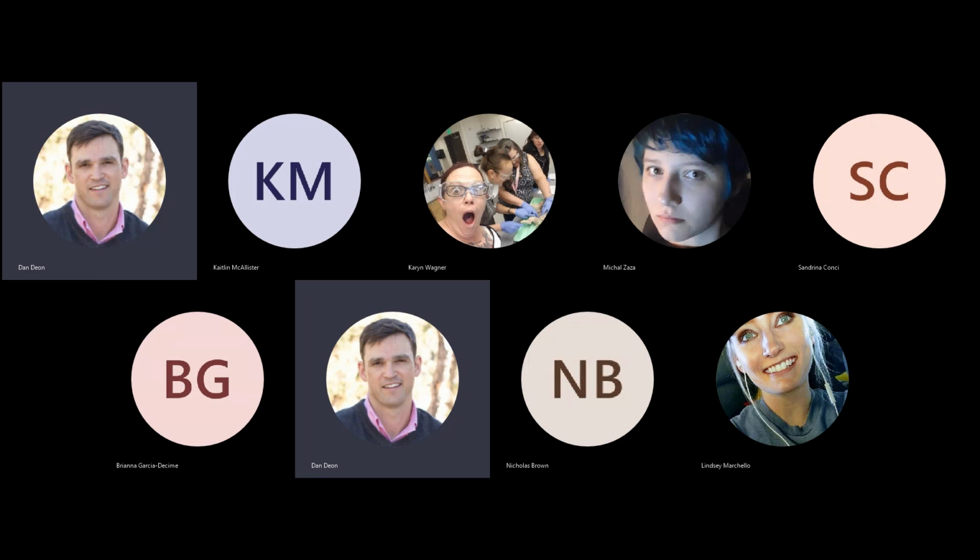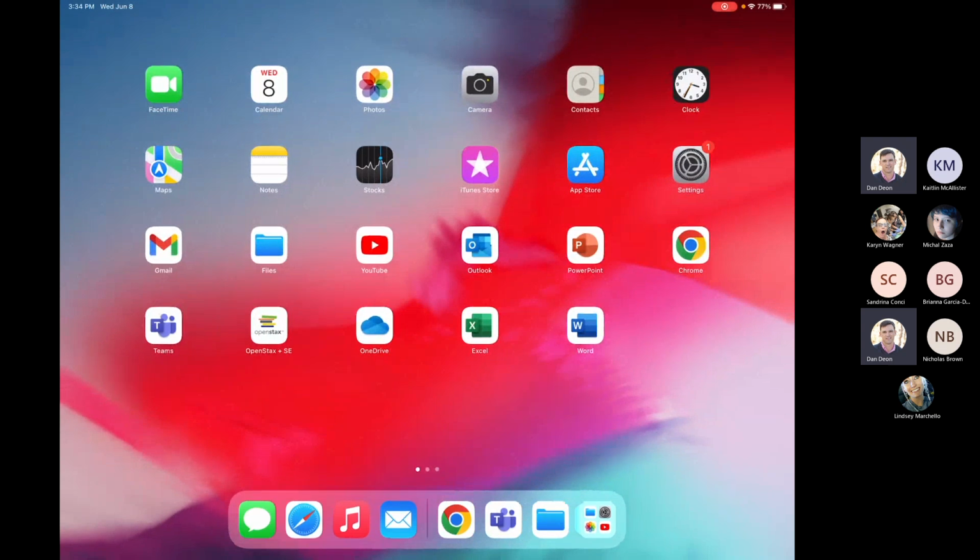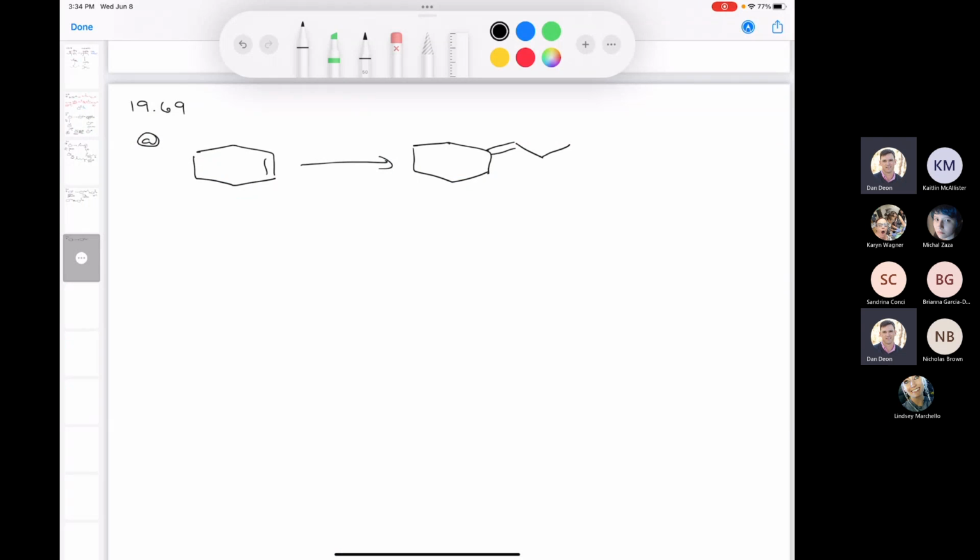All right, let's try some cool synthesis problems here. Try them out. So let's see. 19.69a, taking cyclohexene, and then we're making this alkene. There's no E or Z to speak of because this side is symmetrical, so nothing to really worry about there.